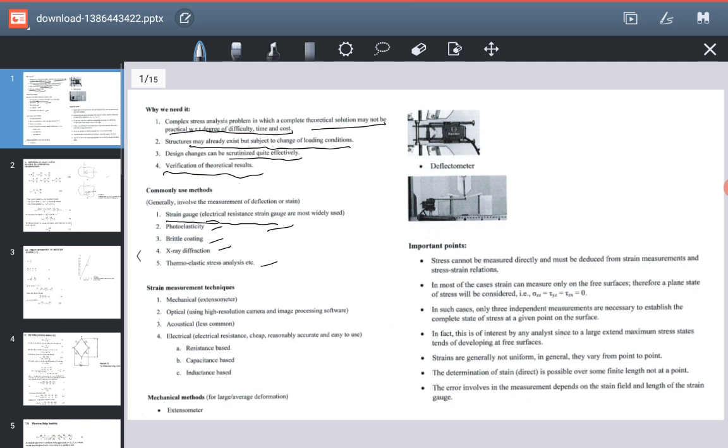So strain measurement techniques could be the mechanical extensometer. It could be optical in nature, where you see the response of the wavelength of light that is reflected back at you, and you see that changed length and find out if there were changes in the material. Acoustics is also possible, but it is less common.